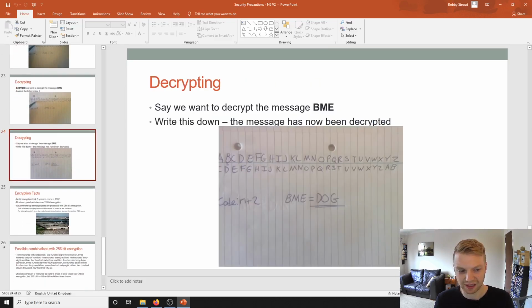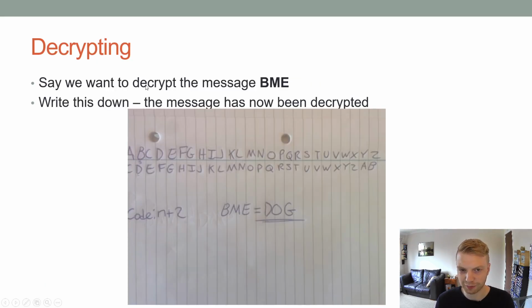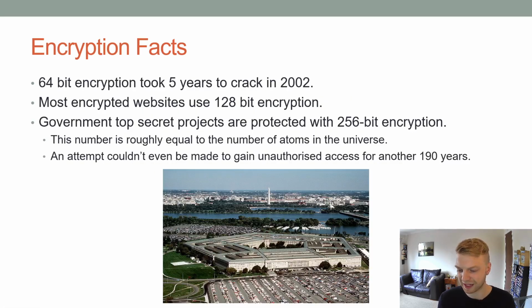Now, it does take a little getting used to. It's not the most complicated thing. It's only got 25 combinations. But why am I talking about this? So it is the first example of encryption. But we've got a lot more combinations now. So we keep talking about bits all the time and numbers that represent, I can't even remember how many combinations 64-bit is off the top of my head. I know it's a ridiculous amount, but it was cracked in 2002.